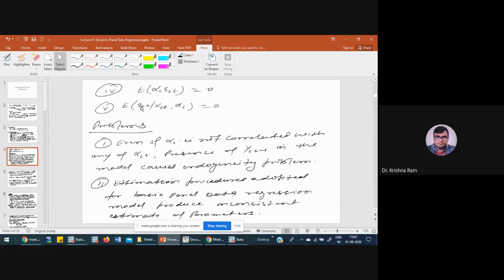Fourth assumption: expected value of alpha I epsilon it equals 0. They are assuming that there is no correlation between cross-sectional heterogeneity and the idiosyncratic error term. And similarly, expected value of epsilon it given xit and alpha I equals 0. Okay. So these are the assumptions that we made in the case of the basic linear panel data regression model also.